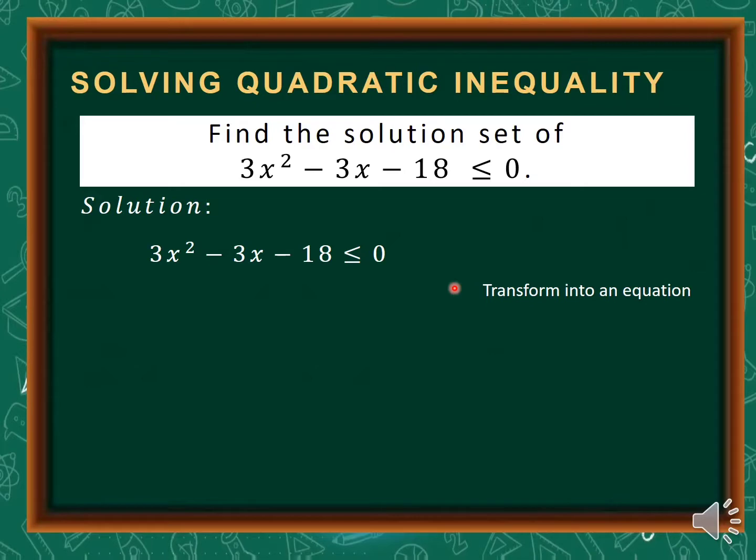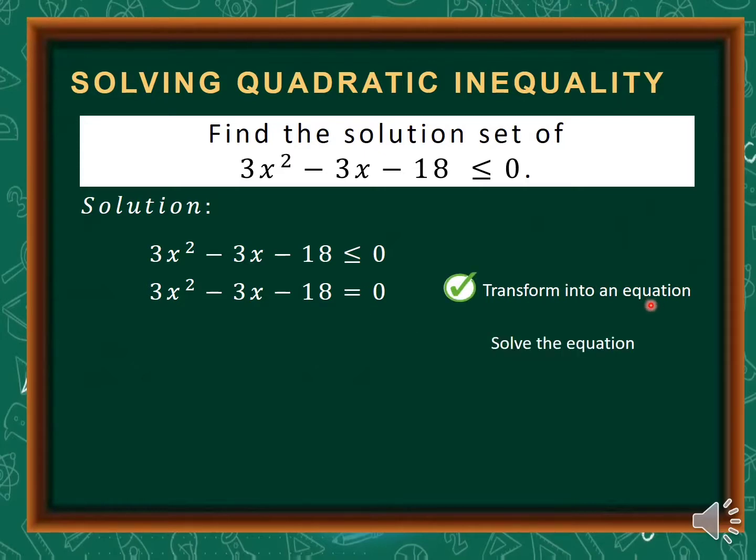Class, when we say solving, we are going to find the value or the values of x. Kaya nga po, solution set ang hinahanap natin kasi in an inequality, we can have many possible solutions, hindi lamang isa, hindi lamang dalawa. Now, in transforming this into an equation, we have 3x squared minus 3x minus 18 is equal to 0. Napalitan natin yung less than or equal into equal sign. Okay na tayo sa transform into an equation, the first step.